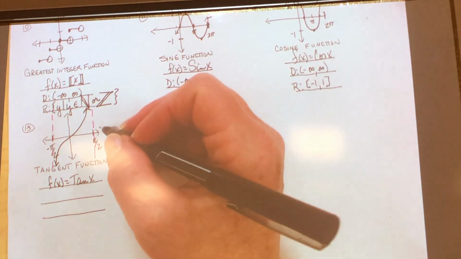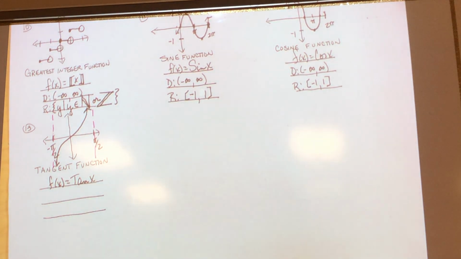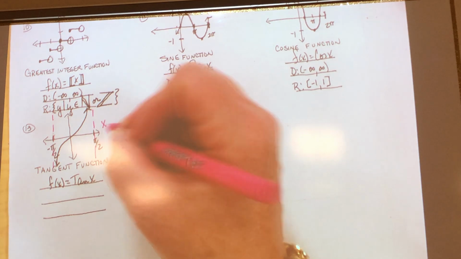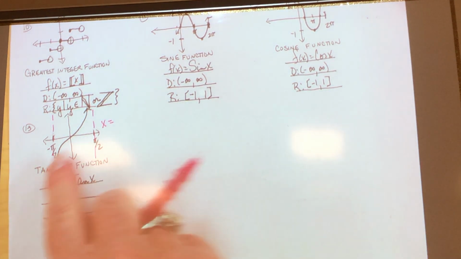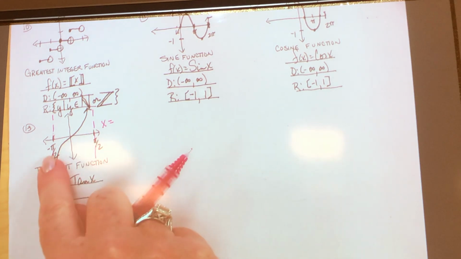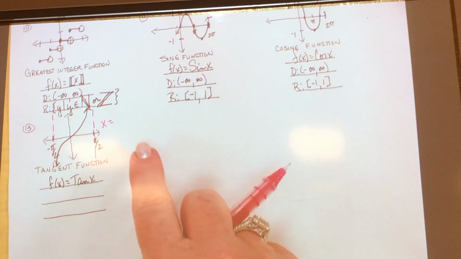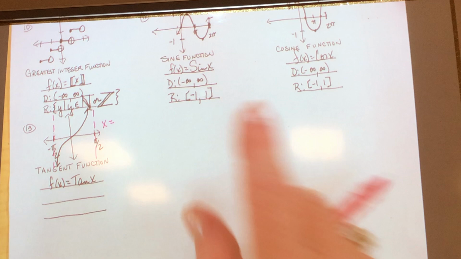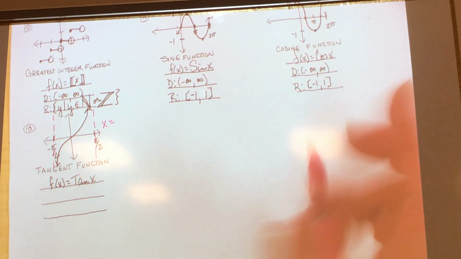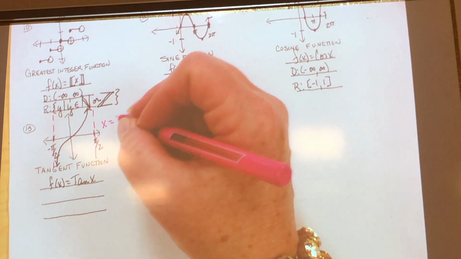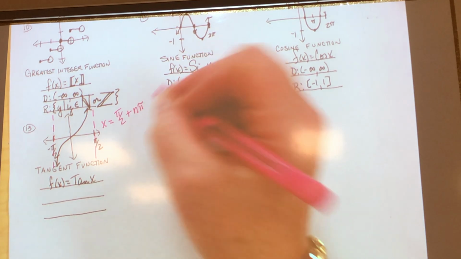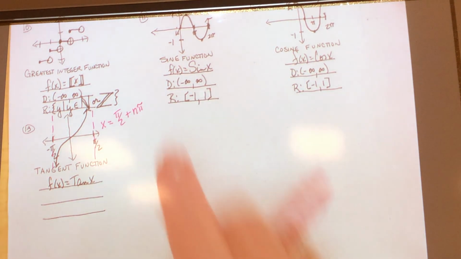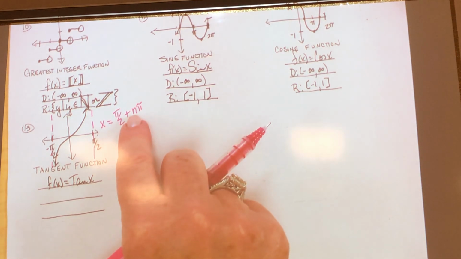Okay, I need to write the equations for these asymptotes right here. They are x equals, because they're vertical lines, and they happen at negative pi over 2, positive pi over 2, 3 pi over 2, 5 pi over 2, 7 pi over 2. So it's x is equal to pi over 2 plus n pi. That n is that integer, okay?